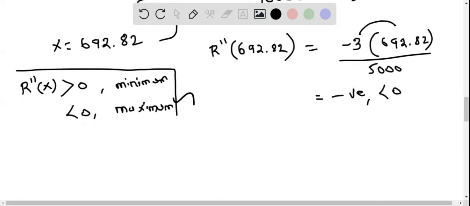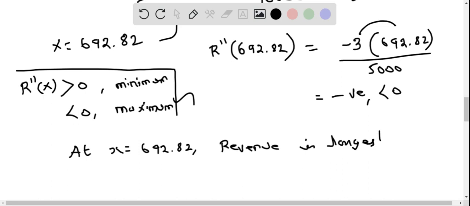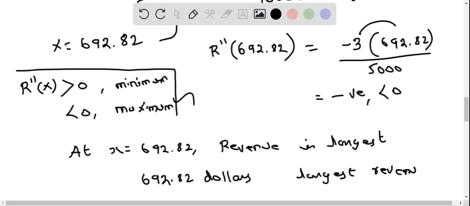So we have just verified that at this point, that is at x equals 692.82, the revenue is largest. So therefore, we say that the company has to charge the price of each bicycle as $692.82 to get the largest revenue. So this answers this question.